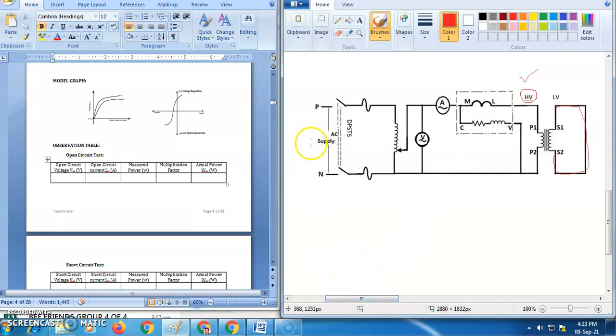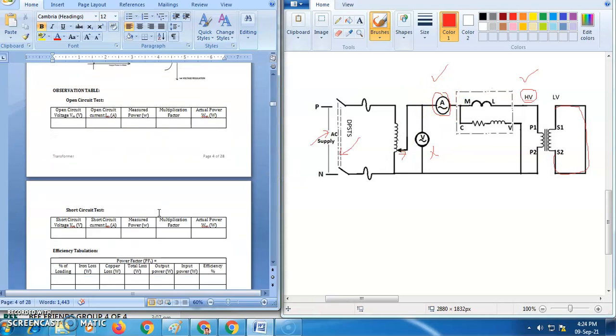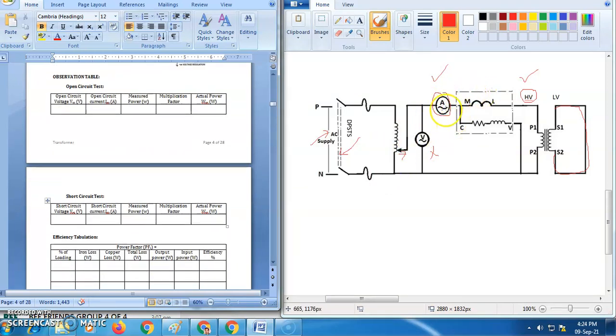Now the procedure is, once again give the supply to the circuit and close the DPST switch, and adjust the auto transformer such that the ammeter reads the rated current. You need not bother about the voltage, only the ammeter. You need to take the reading at the rated current flow. Only one reading is enough, and at the rated current, record the corresponding short circuit voltage, short circuit current, and the power measured from the display of the wattmeter here. The cover has a multiplication factor that should be recorded in this location, and the multiplication of these two will give the actual power, right?